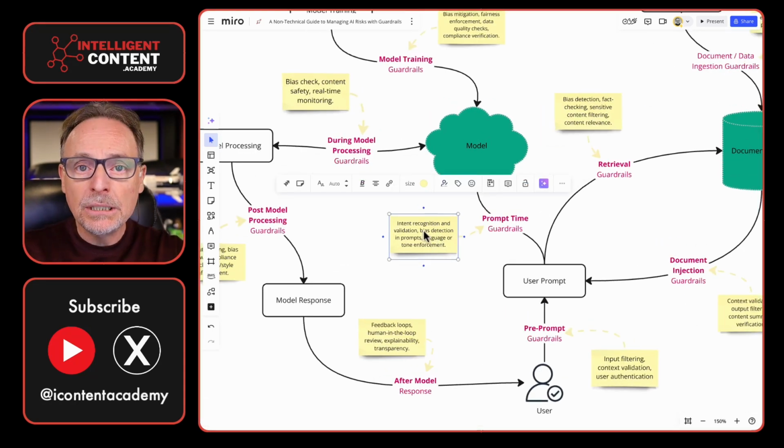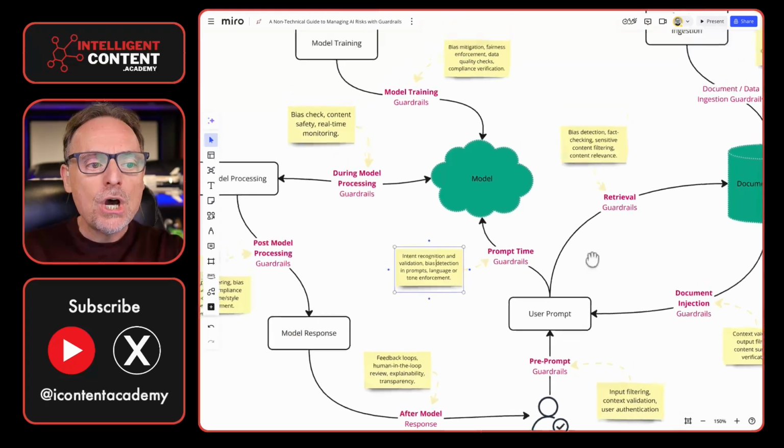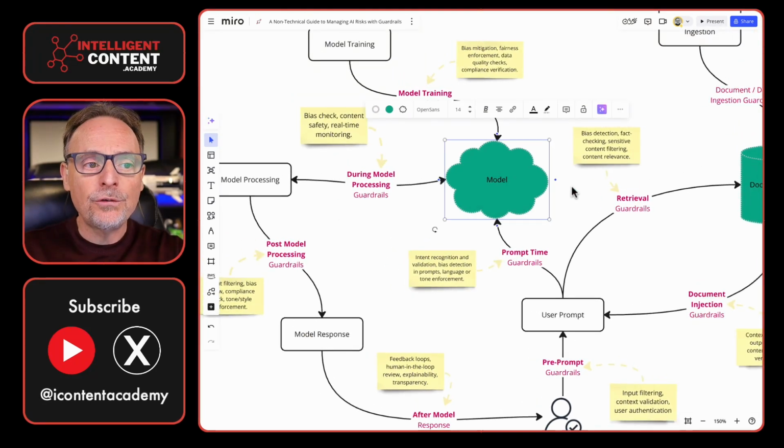For intent recognition, you send it to a different model to see the intent, and then figure out, hey, is the intent proper? Does it match the intent that we're supposed to do within the guidelines that we have? If not, you reject it immediately before it even gets to the model. You can do some bias detection. Again, you're using a variety of other tools here to detect all these things, including other models. Once it passes that, then it goes to the model.